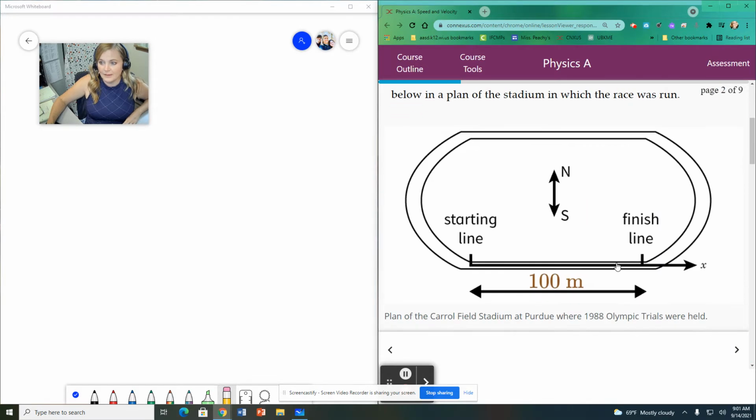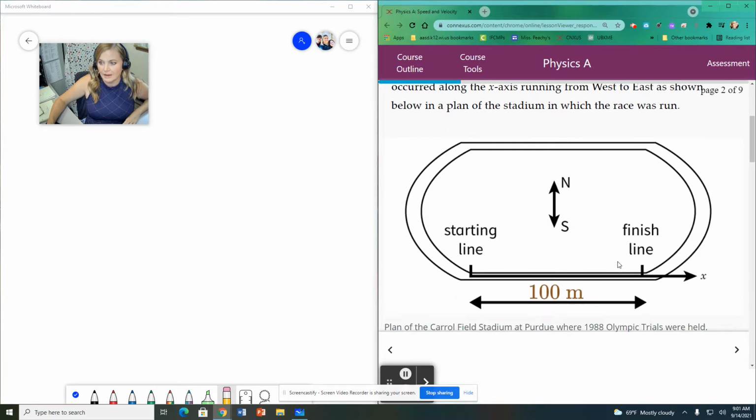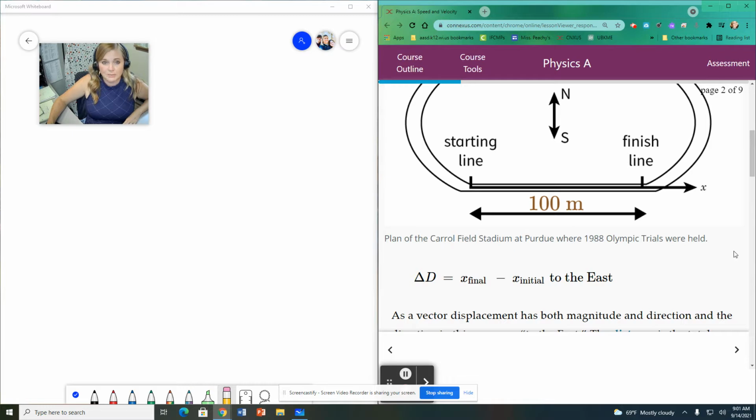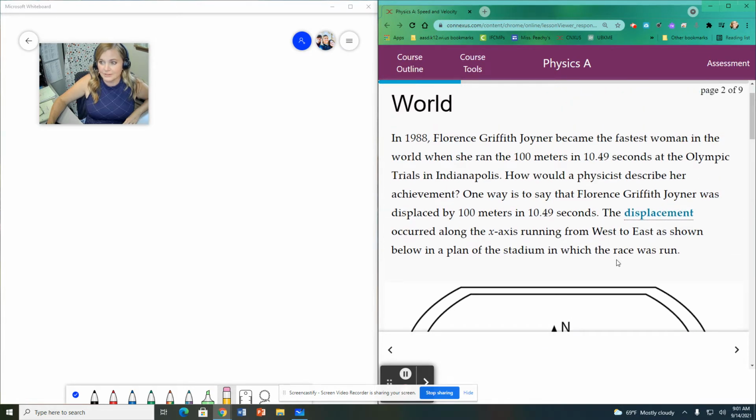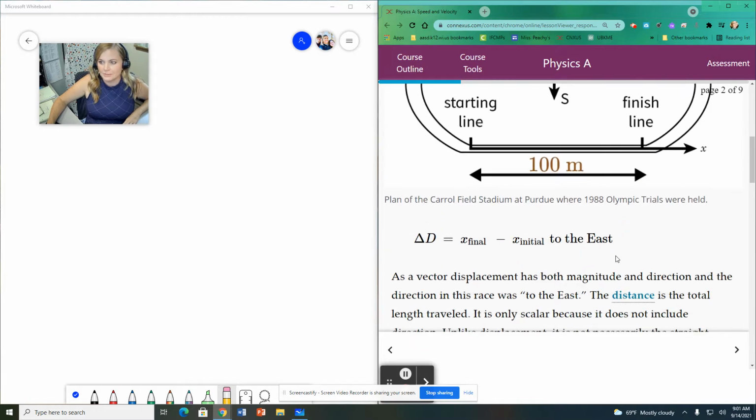All right, so we have a couple of definitions here as well in this next slide. The fastest woman in the world they talk about. They talk about how she's a sprinter. It was Florence Griffith Joyner, which I remember her in the Olympics years ago. She was a sprinter, very, very fast, and ran the 100-meter dash.